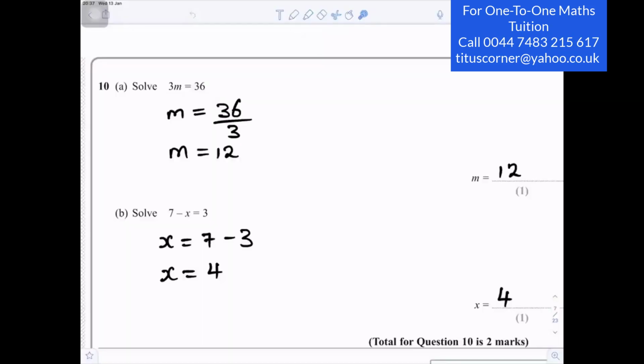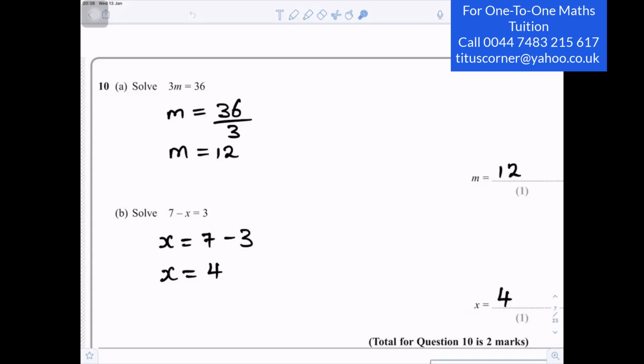Question number 10. Solve 3m equals 36. You want to remove the times 3. And the opposite of times 3 is divided by 3. So 36 divided by 3 is 12. And if you check your answer, 12 times 3 is 36.